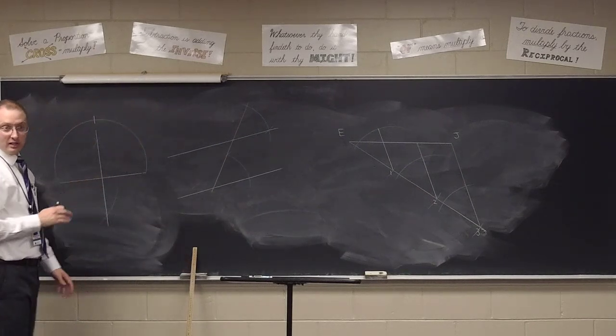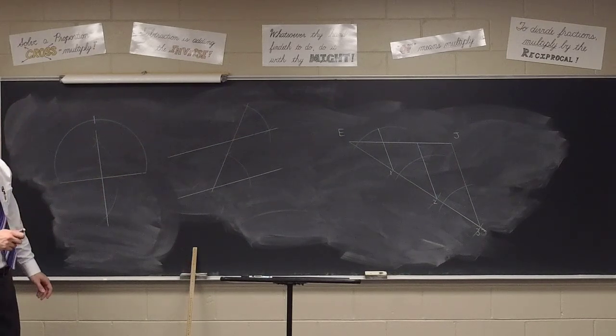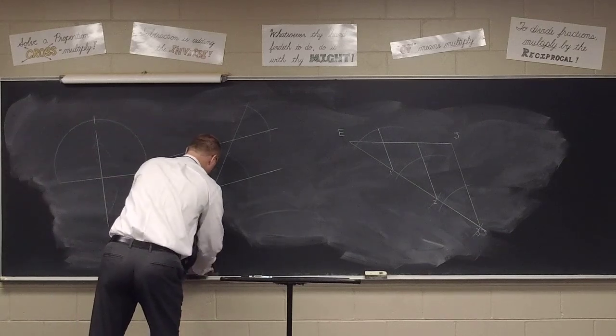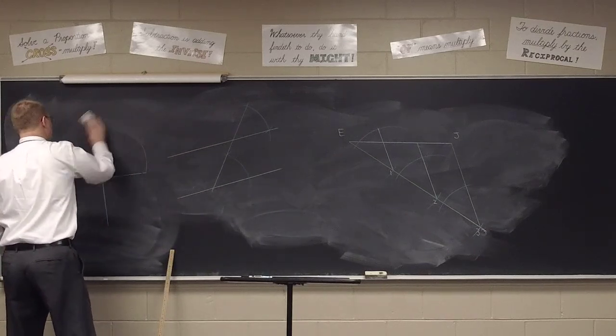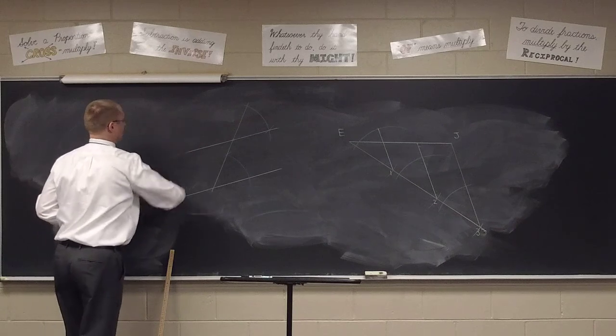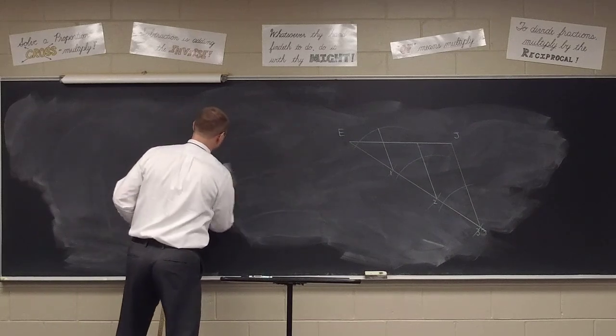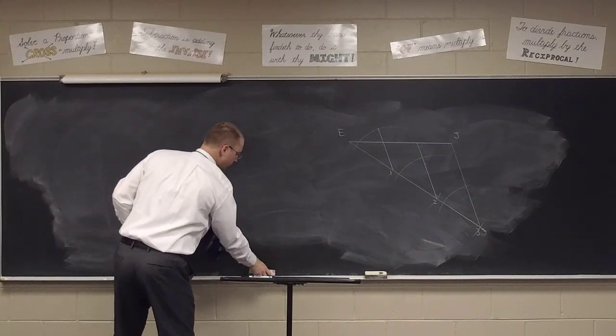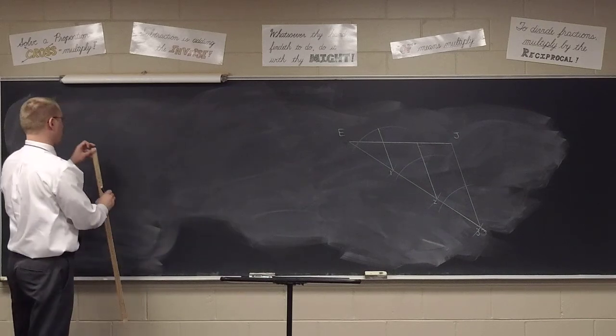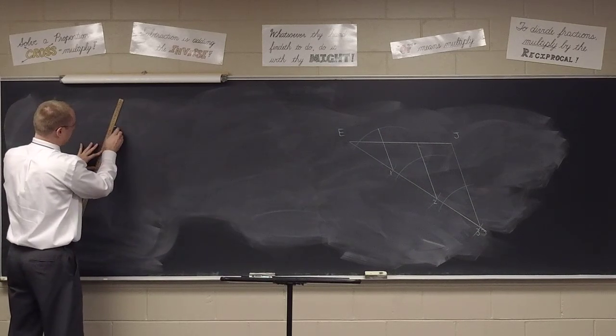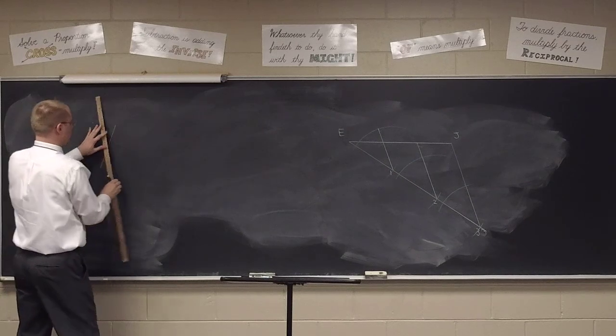Questions on this? All right. Next construction that we worked on was circumscribing a circle about a triangle. So if you put it on your paper, go and draw a triangle. Don't make it enormous, but don't make it too small either.